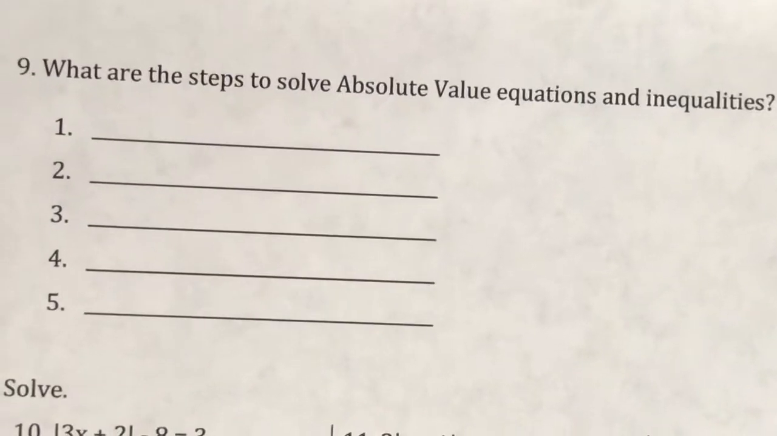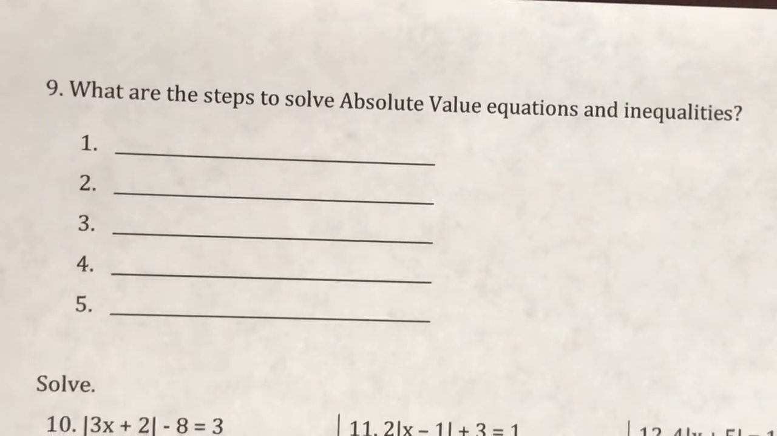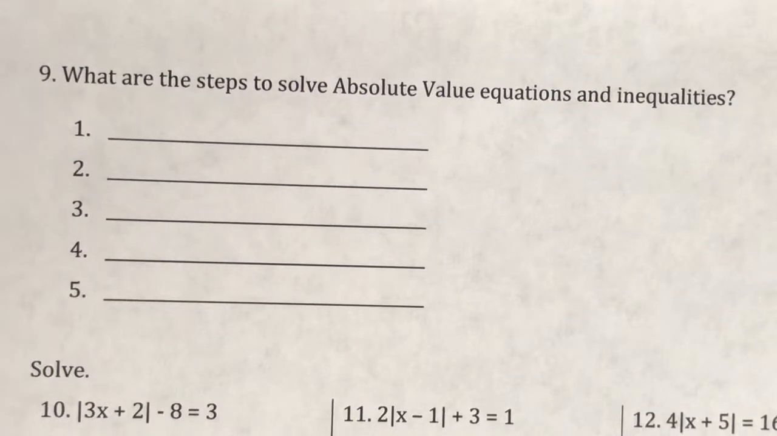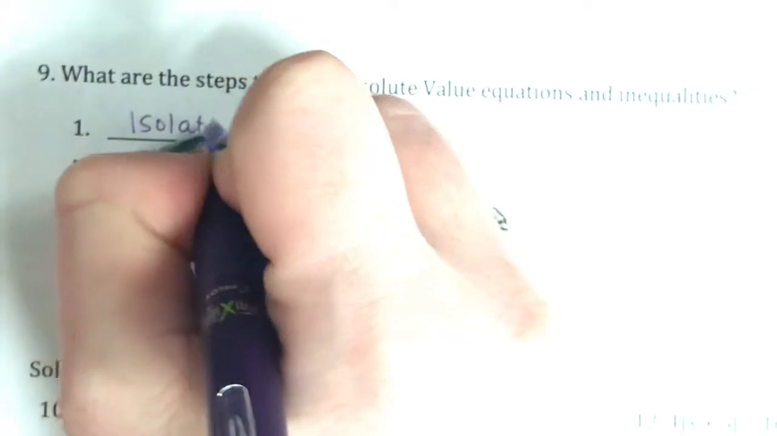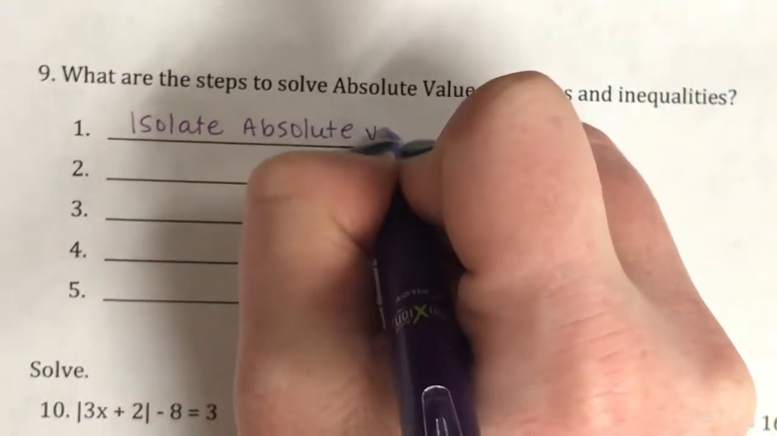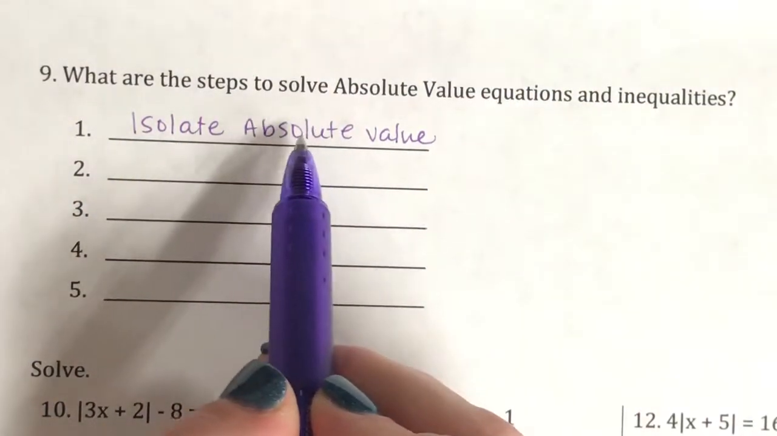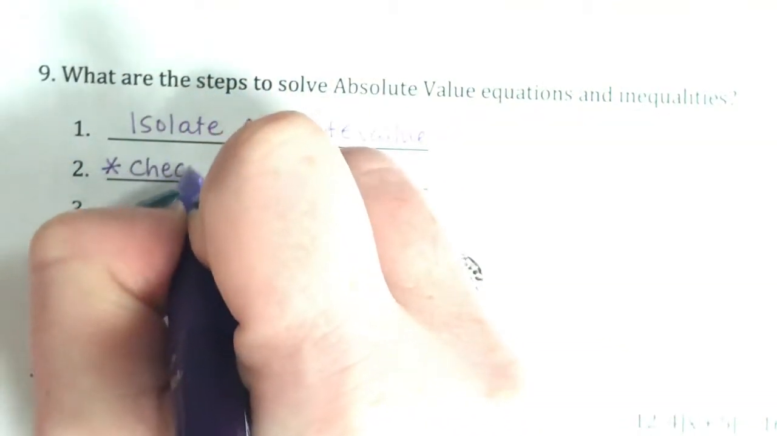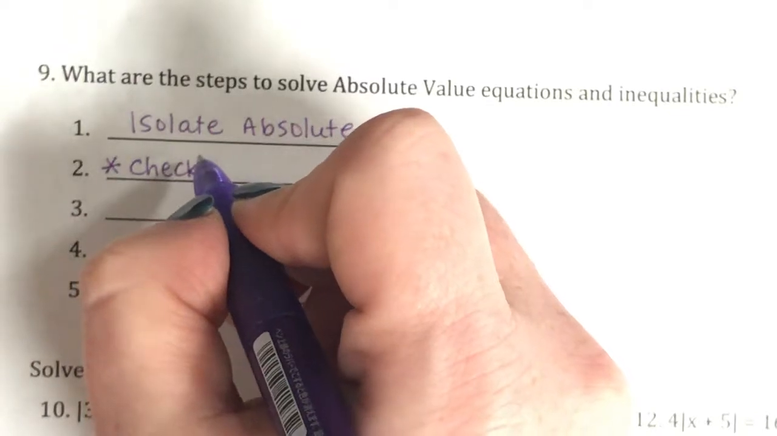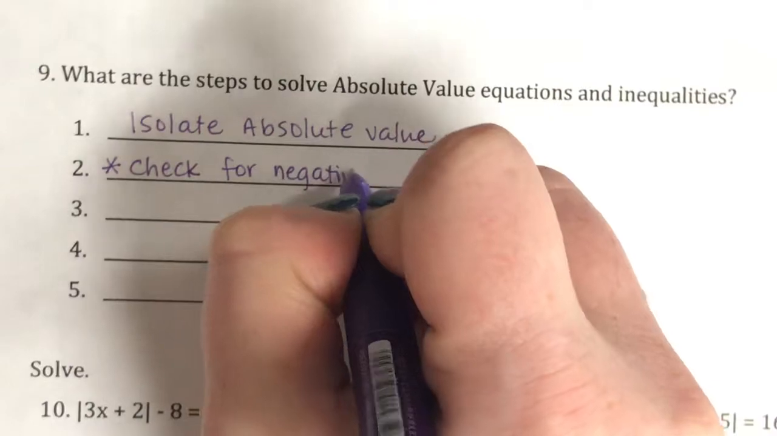On the back, number 9, what are the steps to solve an absolute value equation or inequality? First step is always to isolate the absolute value. We cannot do anything algebraically until that absolute value is by itself on one side of the equation. Step 2, at this point, when the absolute value is already isolated, you have to check for negatives on the other side.